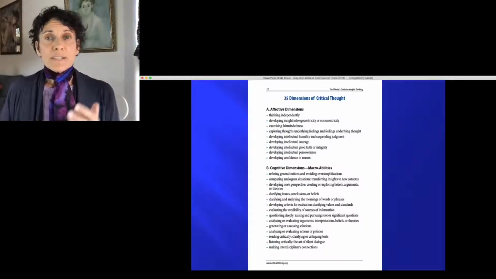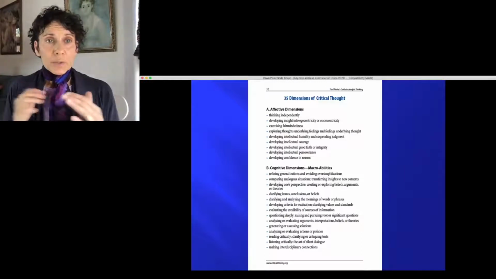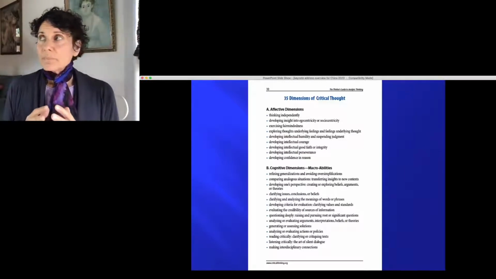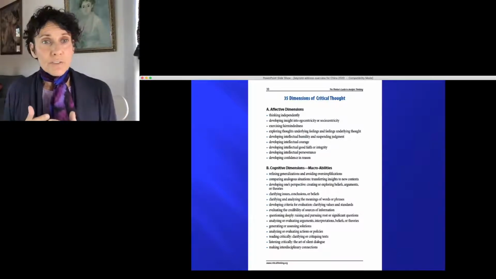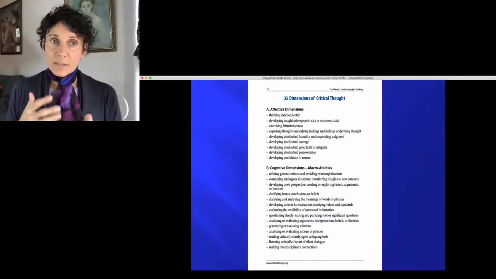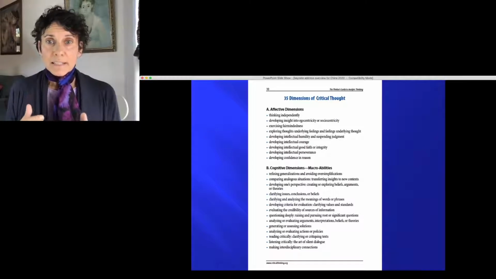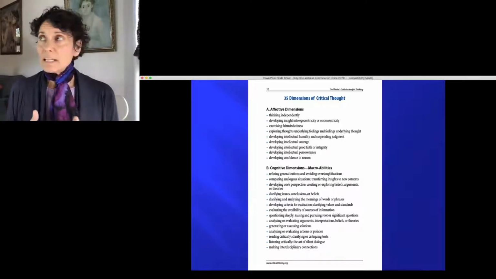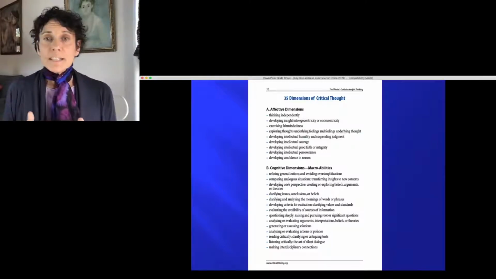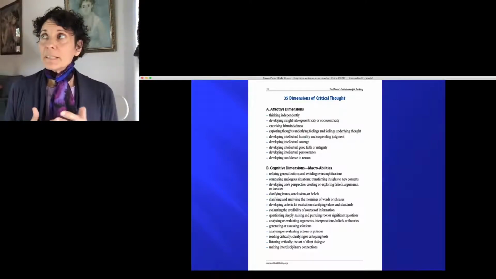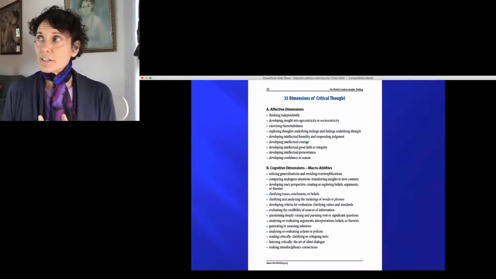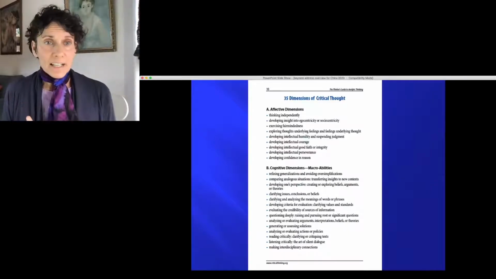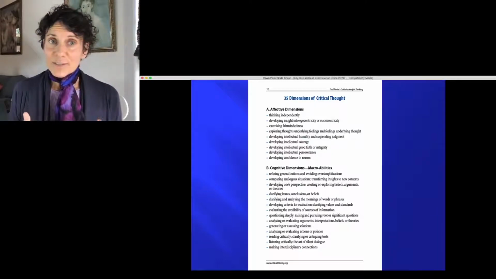Now, to give you a sense of these two different approaches, here you see 35 dimensions of thought, and here we're going to see skills and abilities embedded in these dimensions. And there are more. This is a beginning place. Here you see thinking independently under affective dimensions, the first category. Developing insight into egocentricity and sociocentricity.